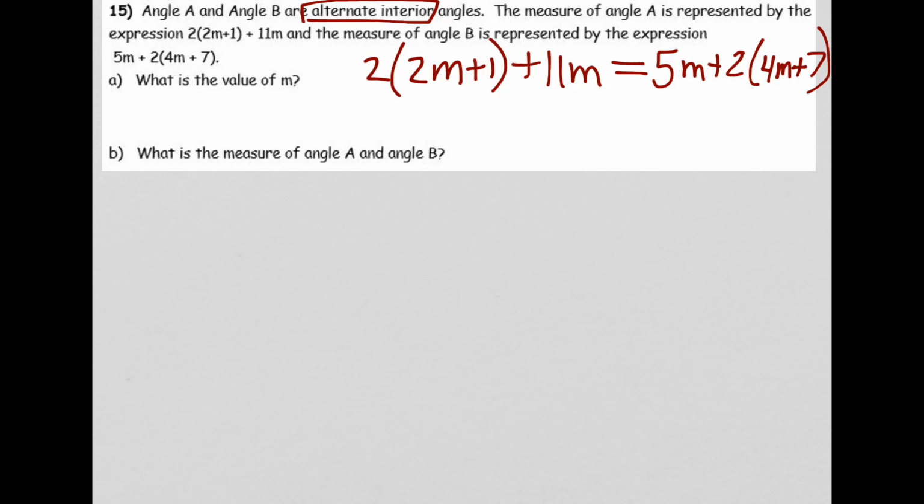You should probably distribute. You should probably combine like terms. You should move all the m's onto one side or the other. You should move all the constants onto the other side. The only hint I'm going to give you here is that m ends up being 6. So if you've solved the equation right, if you end up with 6 for m, but then you have to go back and find the measures of the angles also.